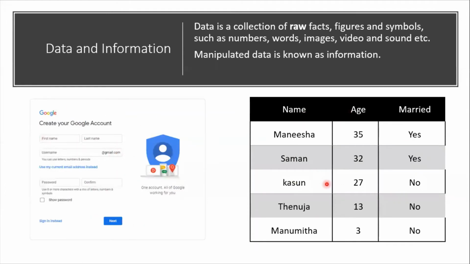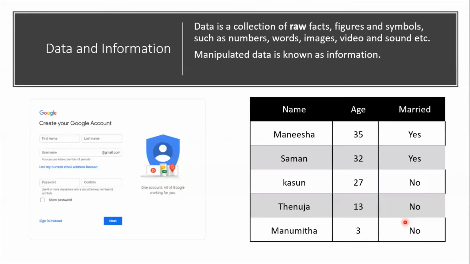So these are data. There's no information in here. I'll come to that. Manipulated data is known as information. Now, these are data, these are not information. Now, you may realize there's some information. No, there's no information, sorry. There are sets of names, there are sets of ages and marriage status.